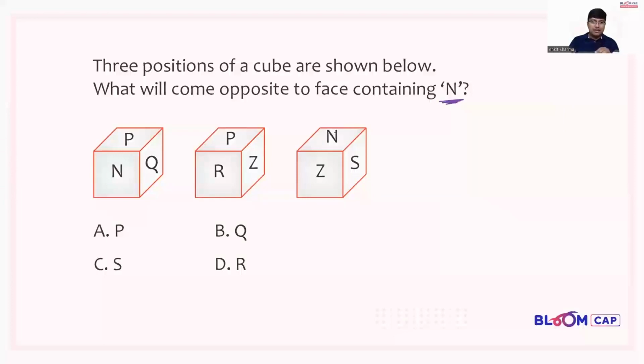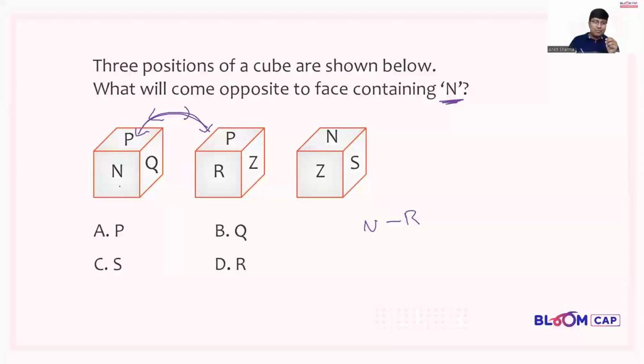Do one thing, my dear students. Here you can see N. Other than N, Z and S are there, but Z and S are nowhere together. So do not worry. In these two cubes, only one face is common, and that common face is P. So now the corresponding faces are opposite, and opposite of N will be R.